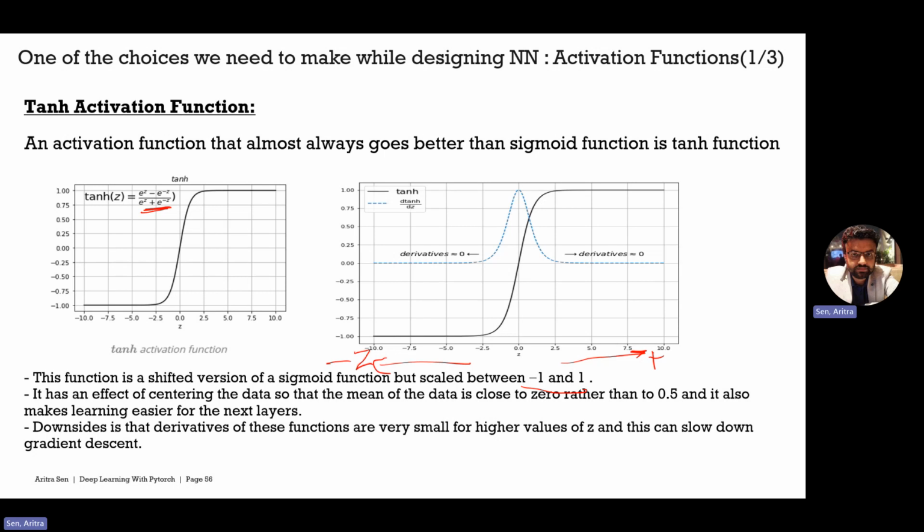As the data is centered around the mean, the later layers after this hidden layer with a TanH activation function will find learning much easier, right? Because the data is centered to zero. Now the downside of this activation function is again what I talked about: for the higher values of Z, your derivatives are very close to zero. So the learning would again slow down if you use this activation function.